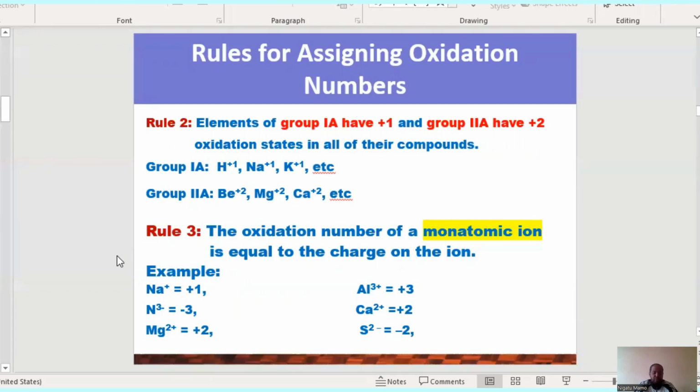Rule number 3: the oxidation number of monoatomic ions is equal to the charge on the ion. For example, the oxidation number of Na+ is positive 1. The oxidation number of N3- is minus 3. The oxidation number of Mg2+ is positive 2. The oxidation number of Al3+ is plus 3. The oxidation number of Ca2+ is positive 2. The oxidation number of S2- is minus 2.